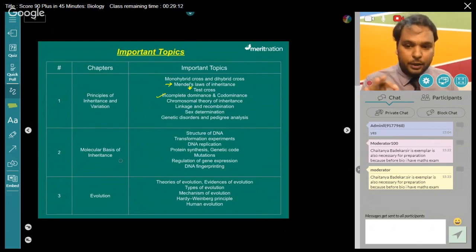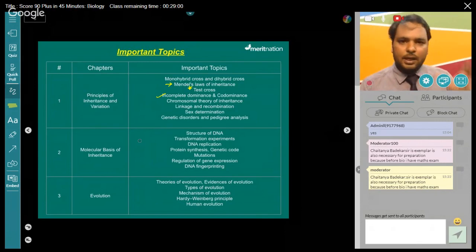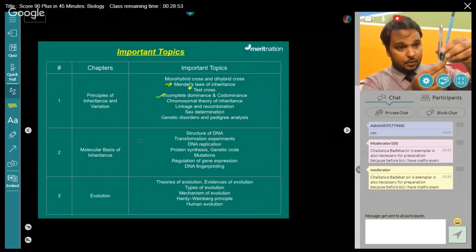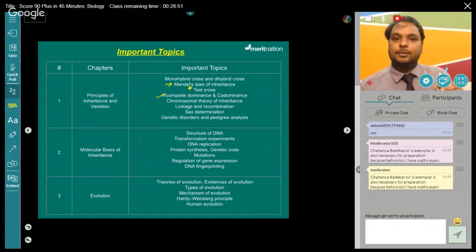Next is molecular basis of inheritance. Structure of DNA is very important, and if you can draw the structure of DNA, that's the cherry on the cake. So I'll give you a little trick if you can try it out. Take 2 pencils like this, and then try to draw an S.